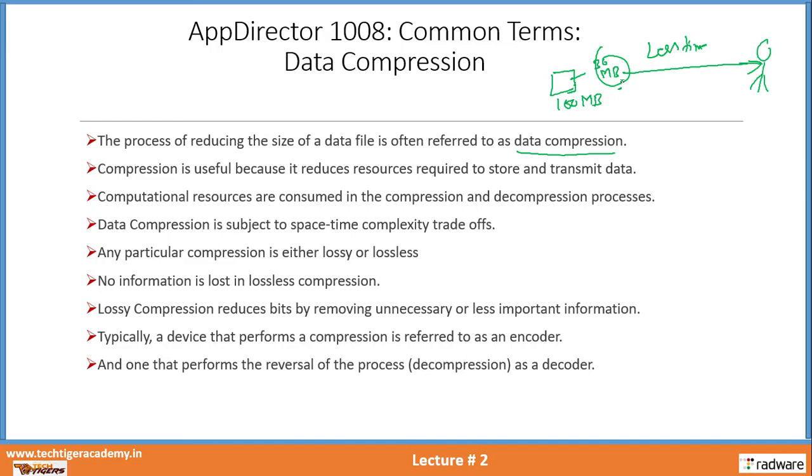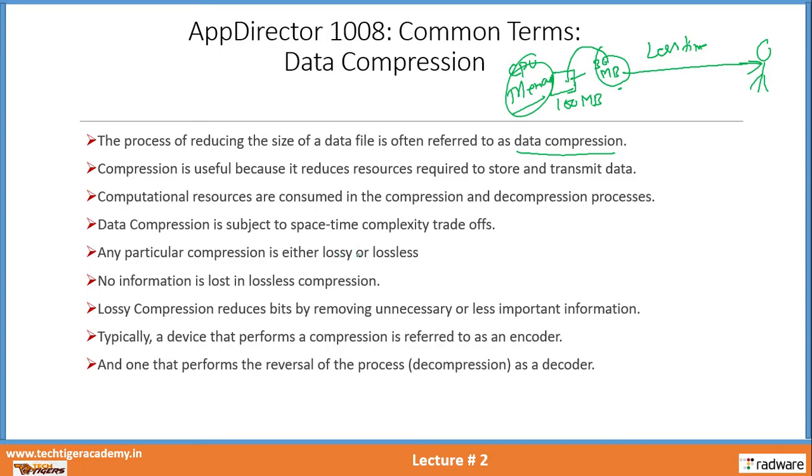Computational resources are consumed in the compression and decompression. That means when you are running an algorithm to convert this 100 MB file into 30 MB, some CPU and some memory is being spent in this operation. And the same in the reverse operation. If you want to decompress, then you need to run the computational processes.